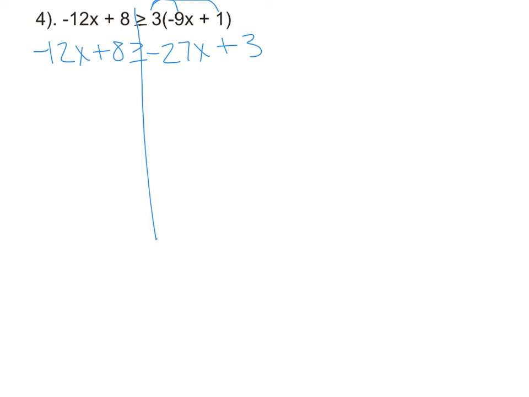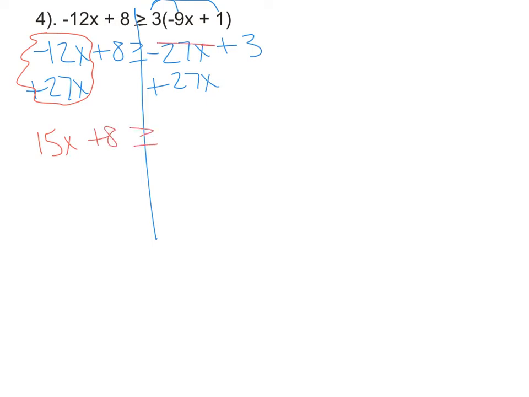Now we have variables on both sides, so take the smallest variable. So we'll start with negative 27x, add 27x, and add it with your other variable as well. So now we're going to have negative 12x plus 27x is 15x. Bring down the plus 8, greater than or equal to. The x's cancel on the right, which will leave us with 3.